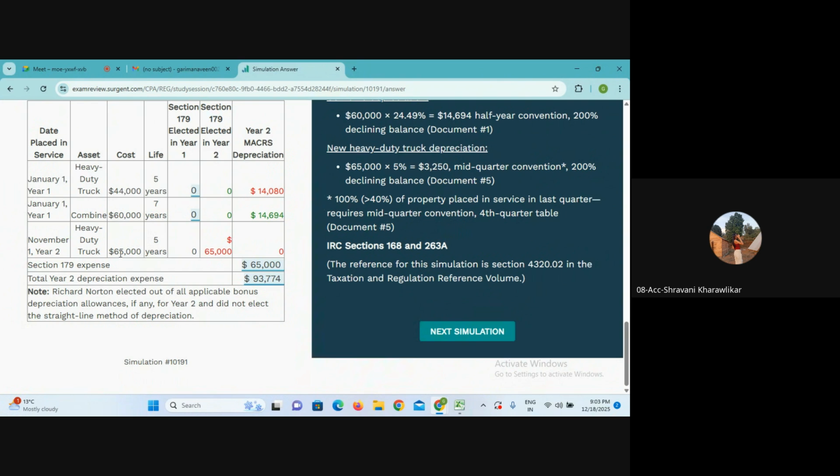No ma'am, can you explain again? Okay, so for mid-quarter convention, you have to check whether you are putting more than 40% of the asset in the last quarter.